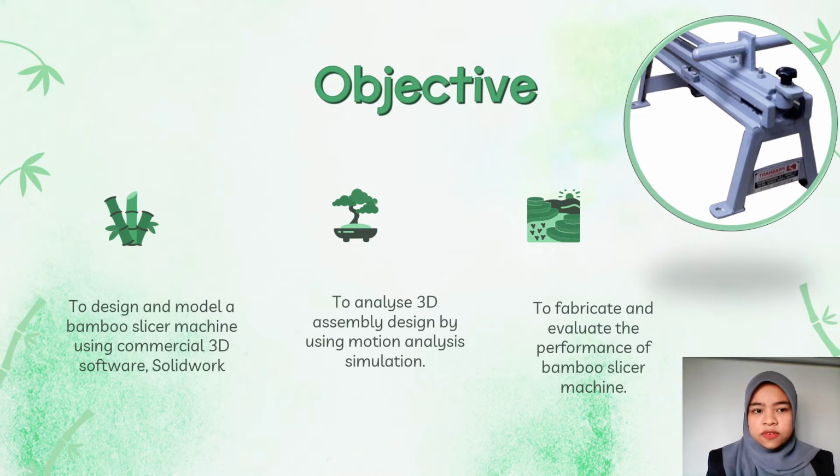Now, let's move to the objectives of this project. The first objective is to design and model a bamboo slicer machine using commercial 3D software, which is SolidWorks. Second is to analyze the 3D assembly design by using motion analysis simulation. And lastly, to fabricate and evaluate the performance of the bamboo slicer machine.